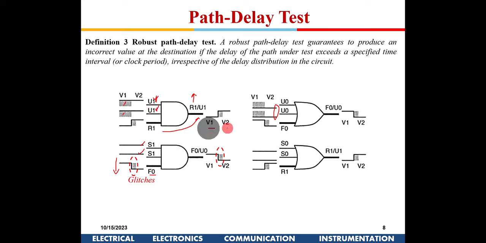This is the final output, with V1 and V2. These are just normal notations: R1, F0, U1, and S0 means static zero. U0 means initially it's unknown, but finally it is zero. So initially it could be anything, and then finally it needs to be zero. These are the conditions for a robust path delay.